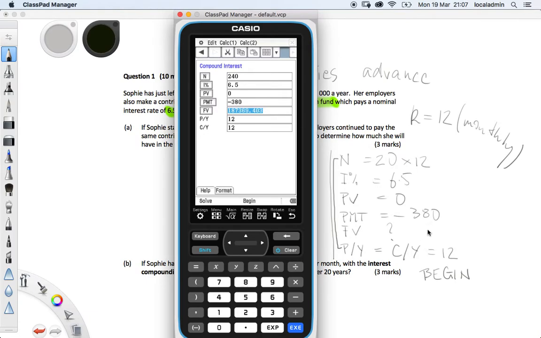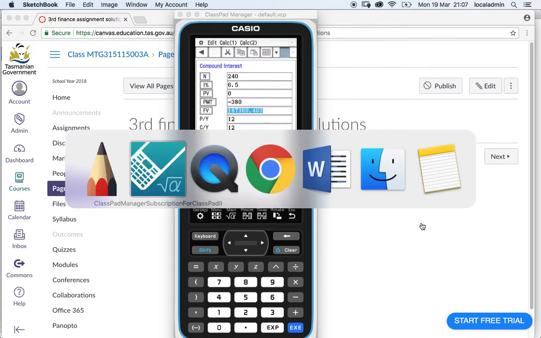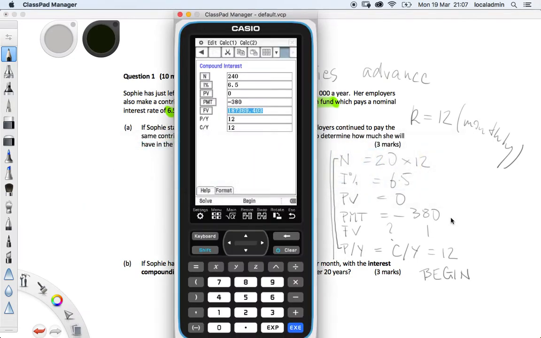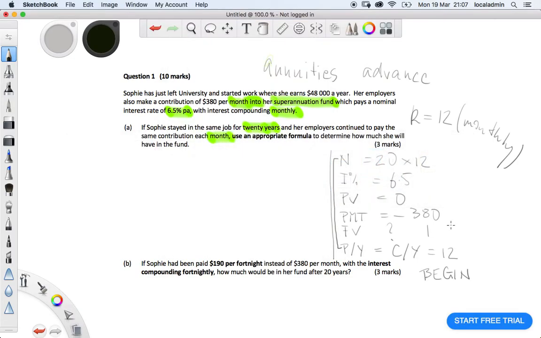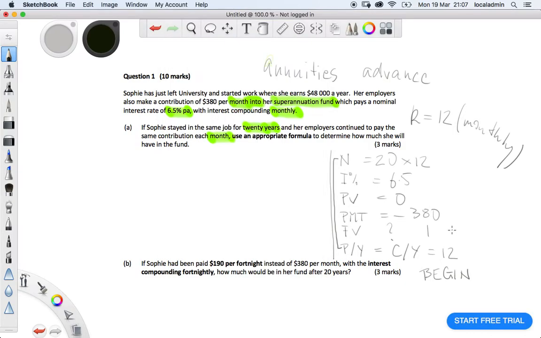No, that's not great, is it? It happened again. That's really annoying. Let's try that again. Here we go. The other one was better. 187,369.40. Okay, so that's our answer using the graphics calculator.